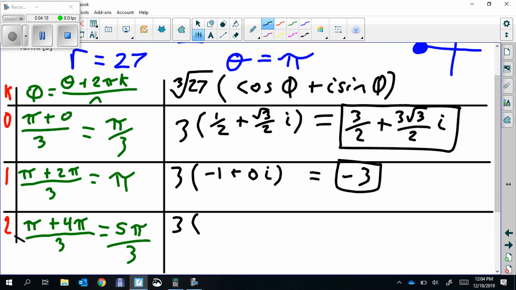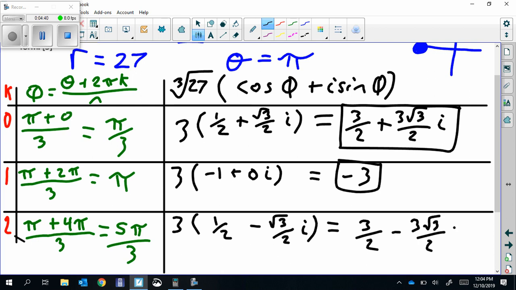And then 5 pi over 3, that's quadrant 4, but it's the same coordinates as we did up at the first one. Quadrant 4 is positive, negative. So that's 3 over 2 minus 3 square root of 3 over 2i. So there's our 3 roots, our 3 cube roots.